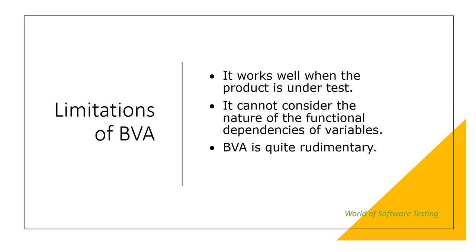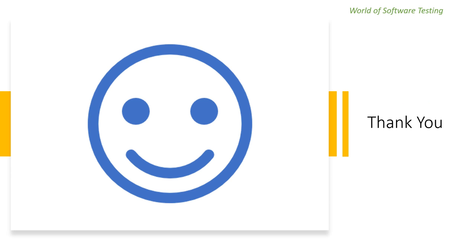Now there are some limitations of the BVA as well. It works well when the product is under test. It cannot consider the nature of functional dependencies of the variables, because here we are just checking the input boundaries for the text box. So there is nothing to do with the functional dependencies, and BVA is quite rudimentary. So these are some of the limitations of BVA, the boundary value analysis test design technique.